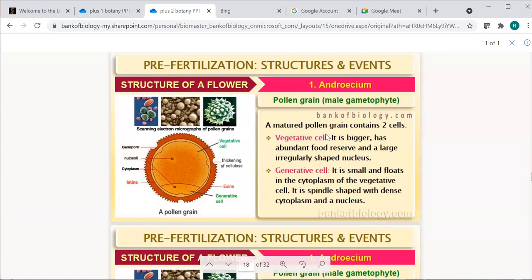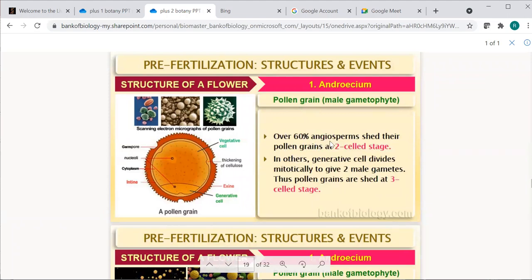So a matured pollen grain has two cells. This is the matured one. It has two cells, vegetative and generative. Vegetative is the big one and stores food. Generative is small and floats in the cytoplasm of the vegetative cell. It is spindle shaped with dense cytoplasm and has a nucleus.